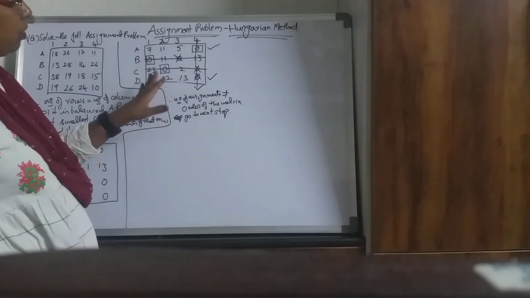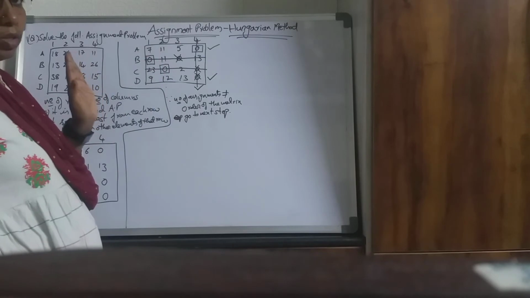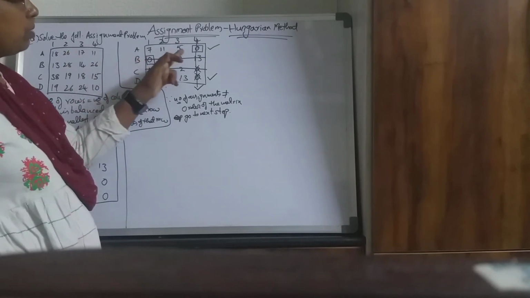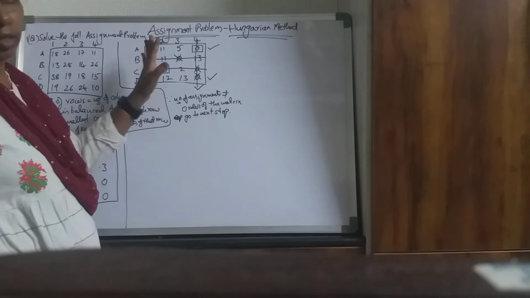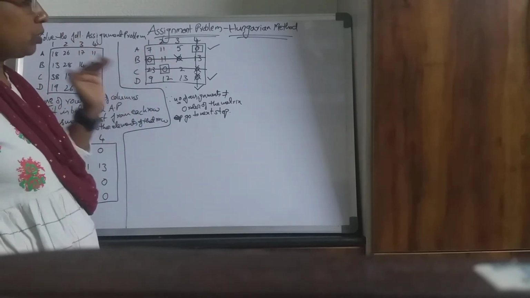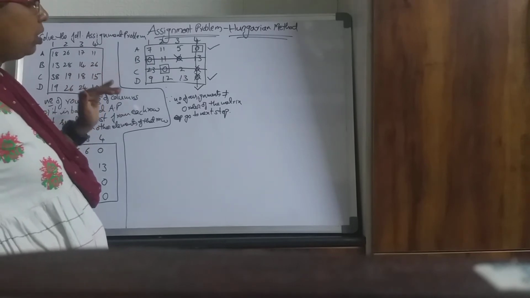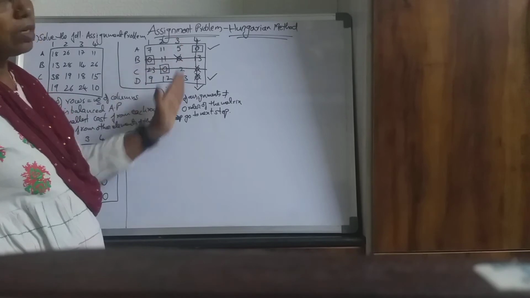See, first what you have to do? You have to check whether the number of assignments is equal to the order of the matrix or not. So here the number of assignments is only 3, but you should have 4 assignments. So this is not an optimum solution. Now to find the optimum solution, there is a procedure. What is that procedure? You have to draw the minimum number of lines such that all the zeros are covered.